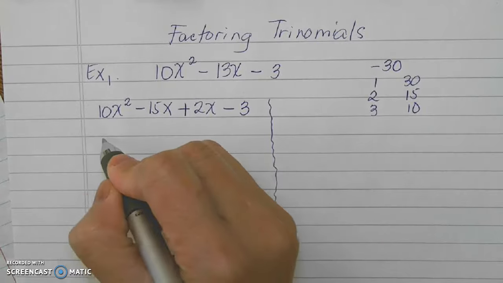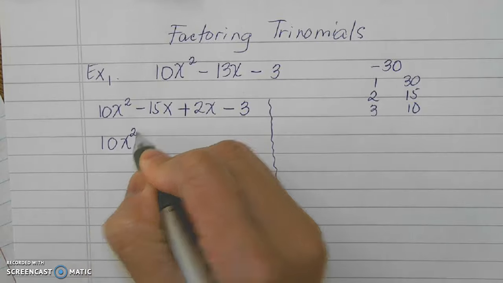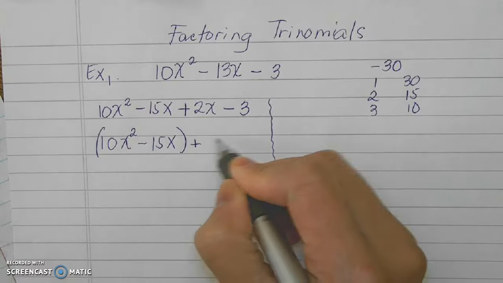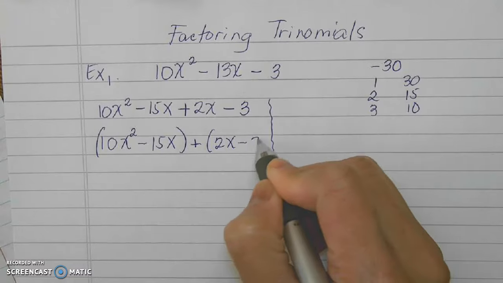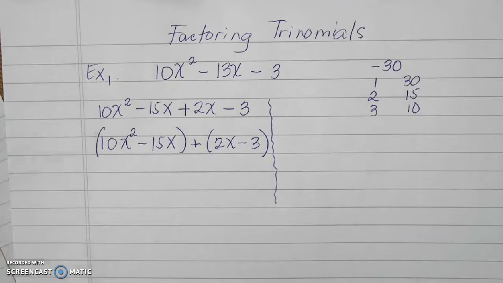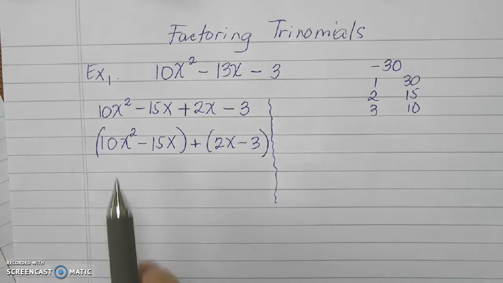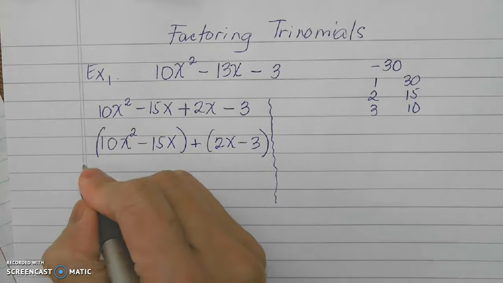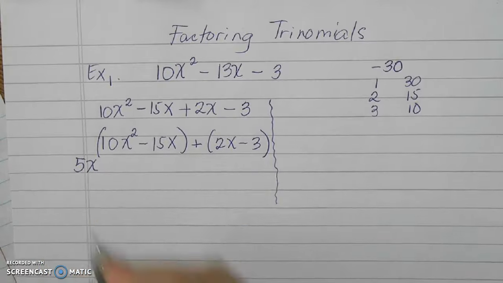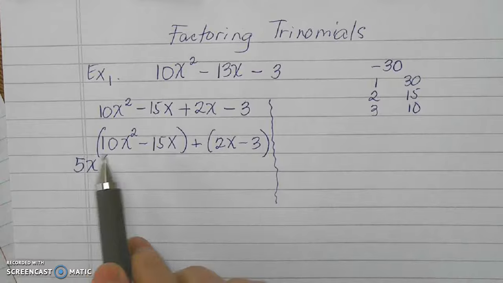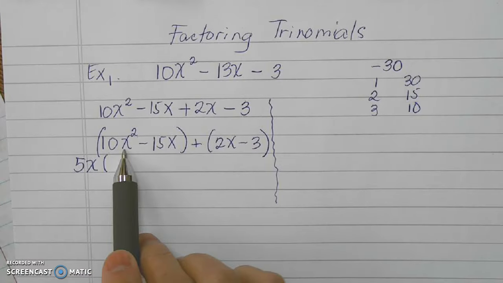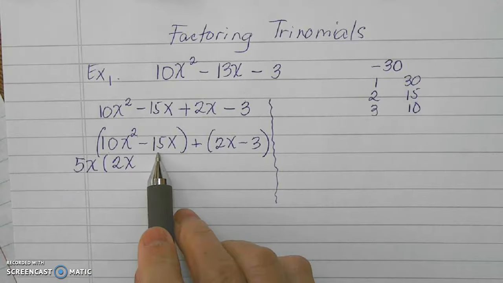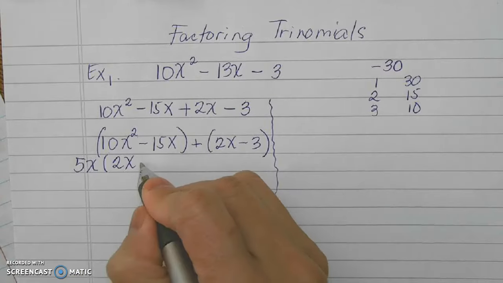So this is going to become, and this is going to become. All right. If you do this, I can now start applying the common monomial factor, which in this case is 5x. If I divide 10x squared by 5x, it's going to become 2x. Negative 15x divided by 5x is negative 3.